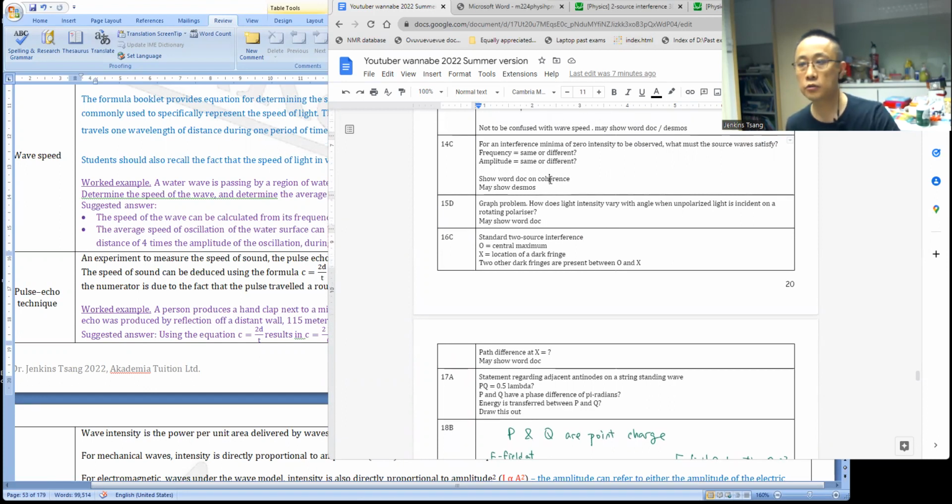Coherent just means that the 2 waves would always have some constant phase difference. And for 2 types of waves within the same medium, having a constant phase difference just means that they have to have the same frequency. The amplitude meanwhile has to be the same as well, because if the amplitudes are not the same, then you won't get perfectly constructive or perfectly destructive interference.